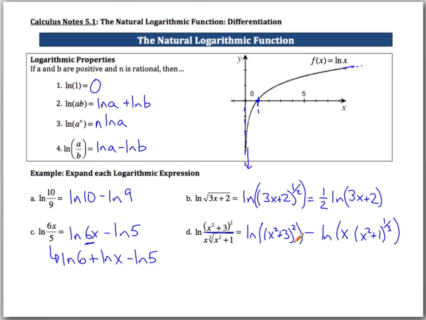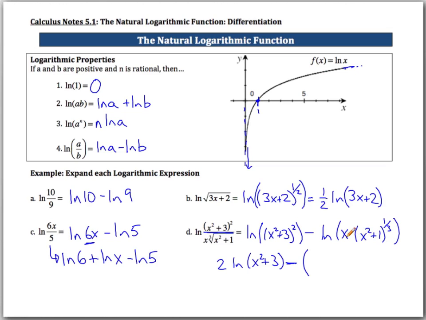Okay, so now we can expand each of these. So here we have an exponent inside the natural log function. So we get 2 natural log of x squared plus 3. And here this is a sum, so we're done expanding that. And now we have minus. I'm actually going to put parentheses here so that we can just deal with this by itself.